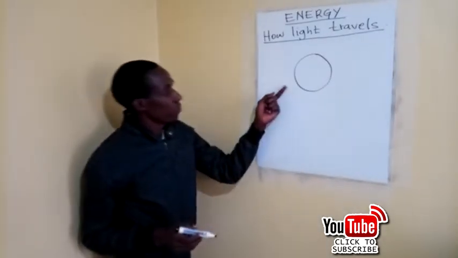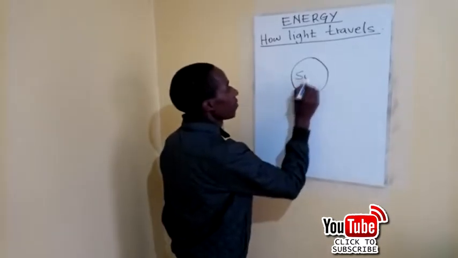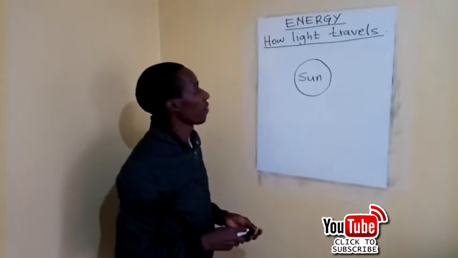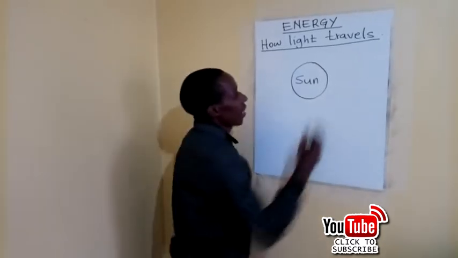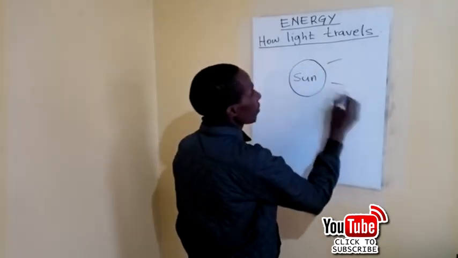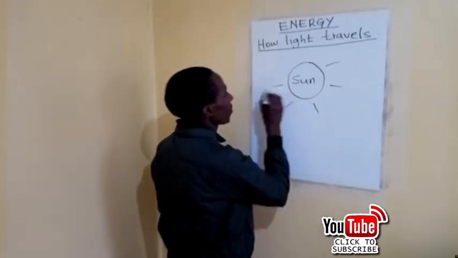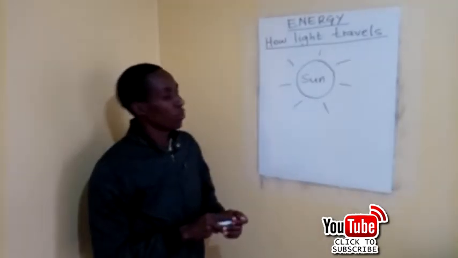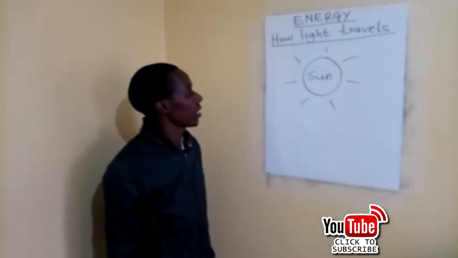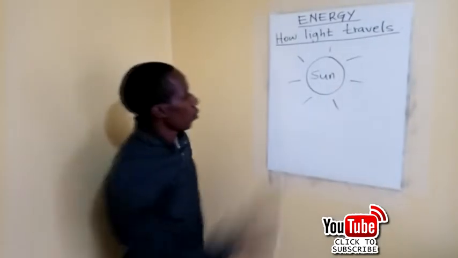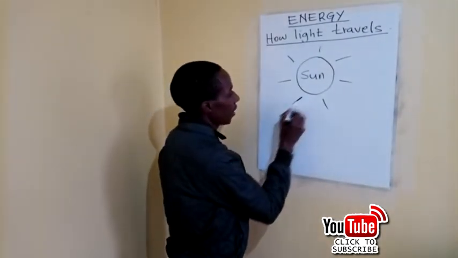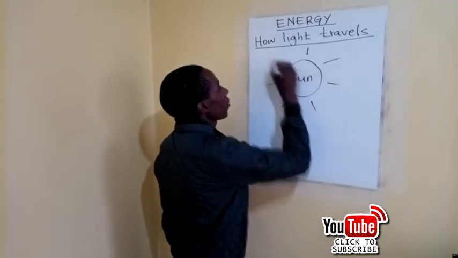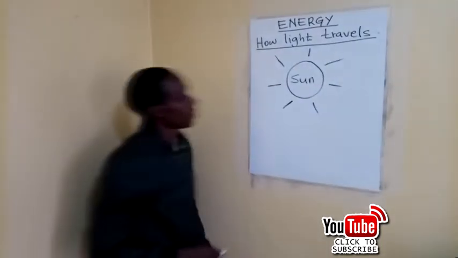Now let us assume this is the sun. And as we know, the sun is our natural source of light. So light from the sun travels in all directions. And as we know, light travels in a straight line. So these lines, we call them the rays.